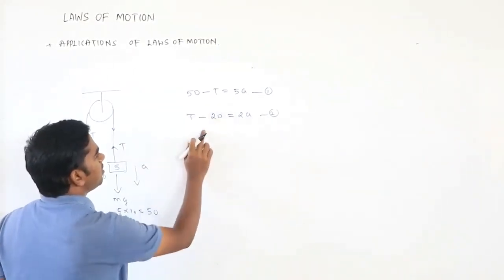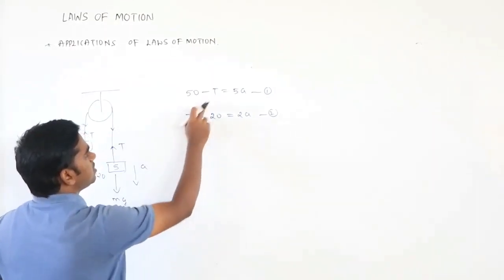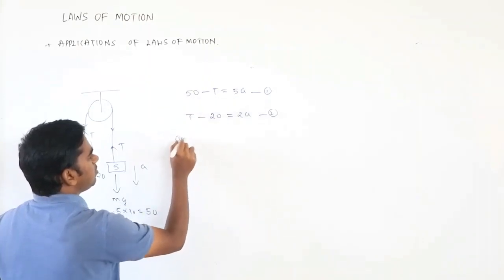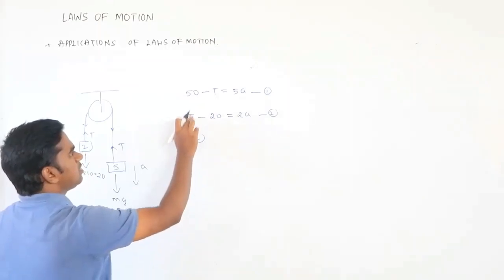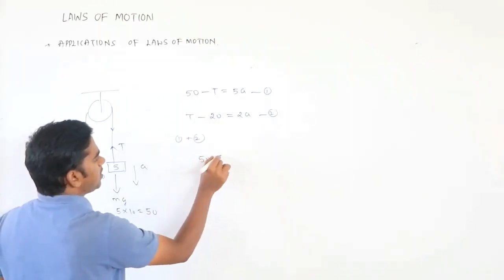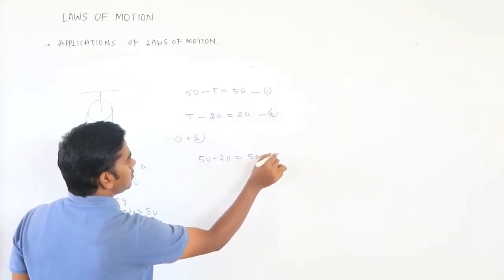Okay. So solve these two equations. What I will do is I will add these two equations. If I add these two equations, what will I get? The T will get cancelled, 1 plus 2. If I add these two equations, minus T plus T will get cancelled. So 50 minus 20 equals 5A plus 2A.